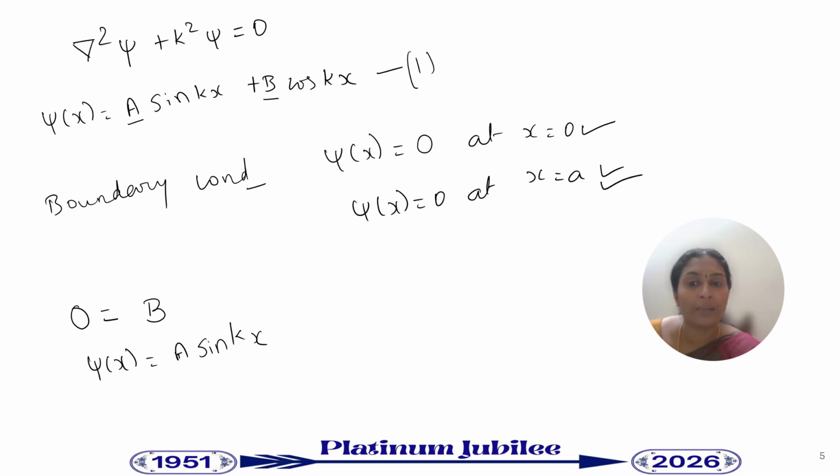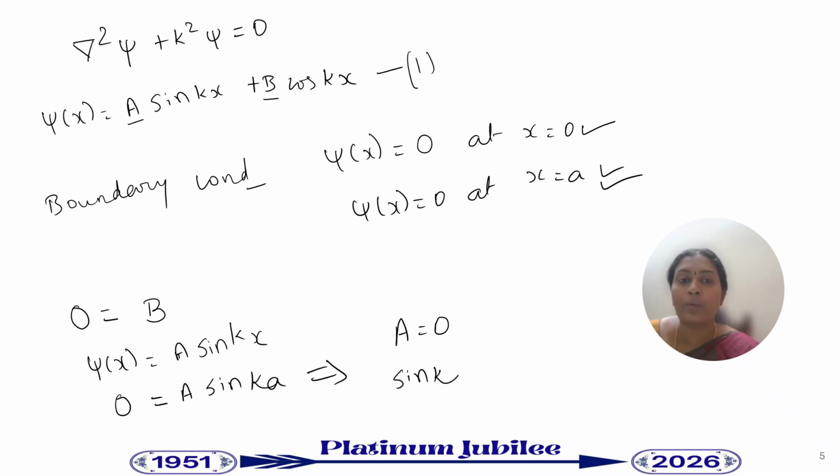So now we are going to apply our second boundary condition. When I apply the second boundary condition, again psi of x is going to vanish. So I'll have 0 equal to A sin ka. So here we have two possibilities as far as this equation is considered. This equation will be 0 only when A equal to 0 or sin ka equal to 0. What will happen if A is equal to 0? There won't be any wave function. So this condition is not possible. So the only possible condition is sin ka equal to 0.